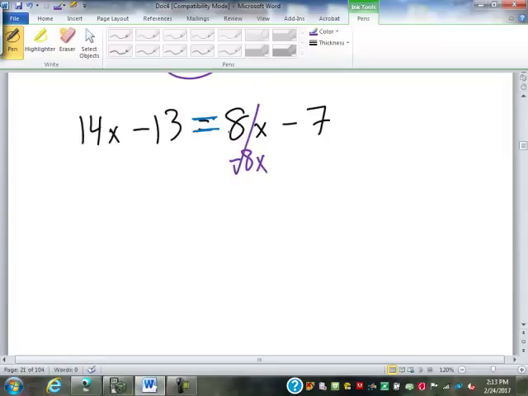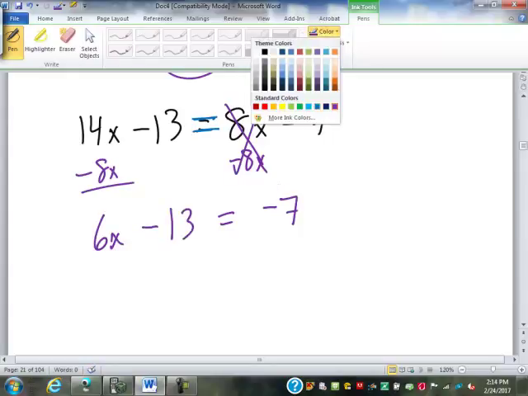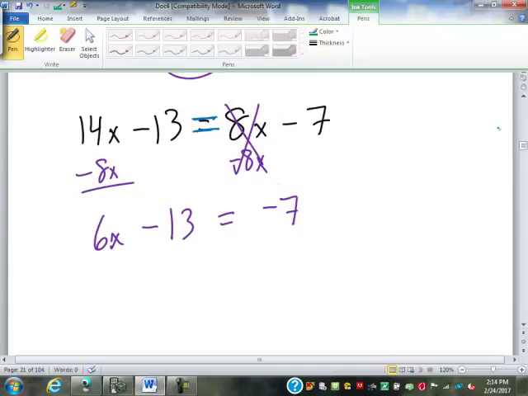So I'm going to subtract the 8x. Make that go away. That's gone. What am I left with on the right side over here? It's a negative 7. That minus 7 is going to become a negative 7. But I still have to subtract 8x from the other side. I take it from the 14x. It'll leave me with 6x minus 13. Good. Now the variable only appears once, and we are able to start to solve.